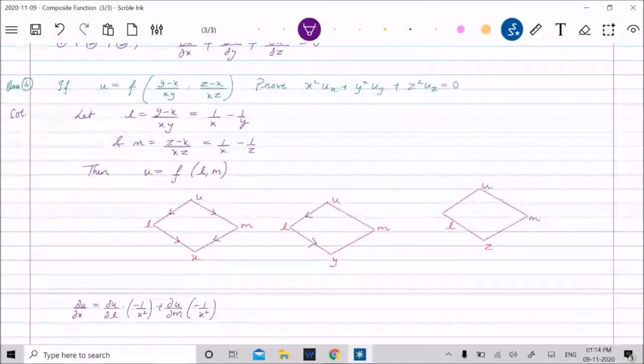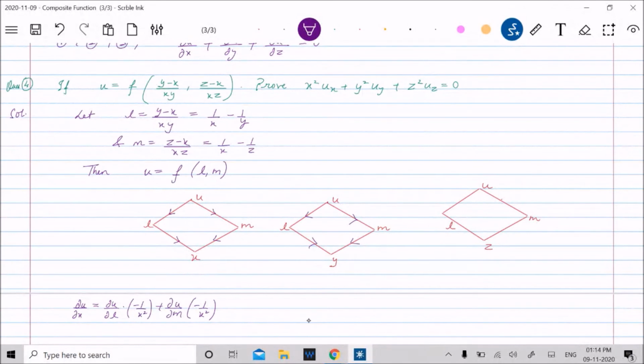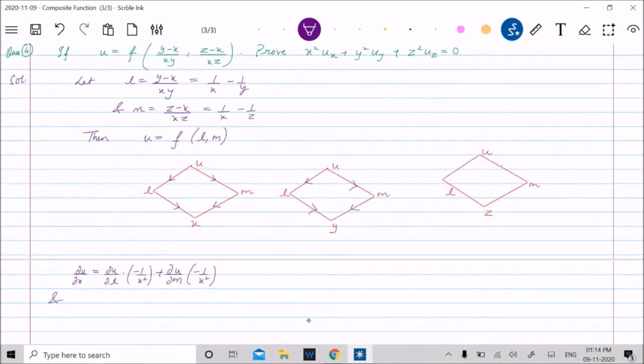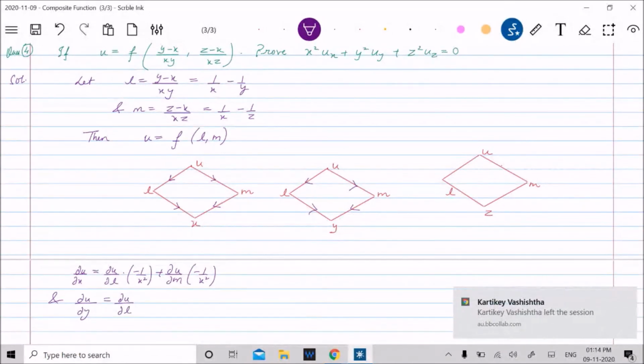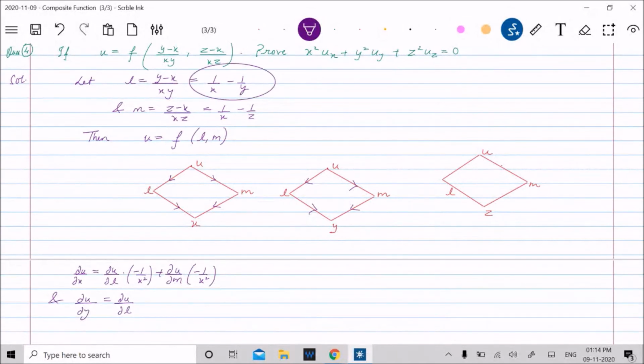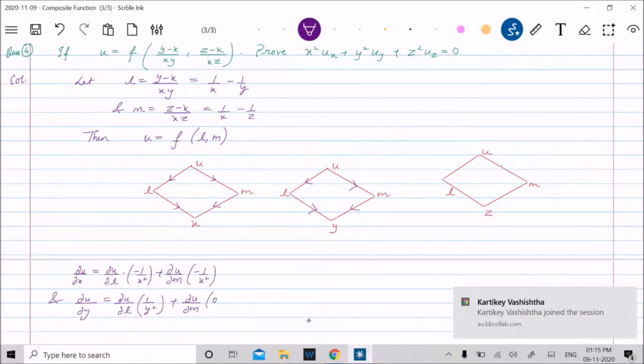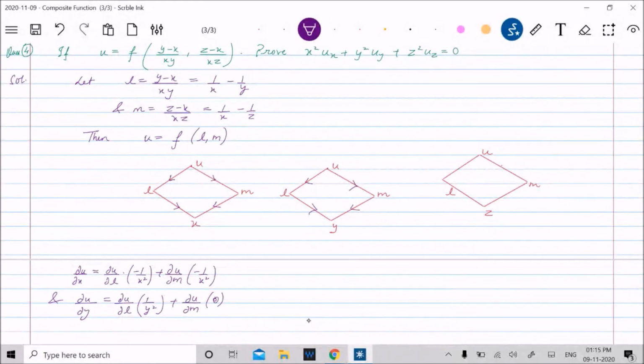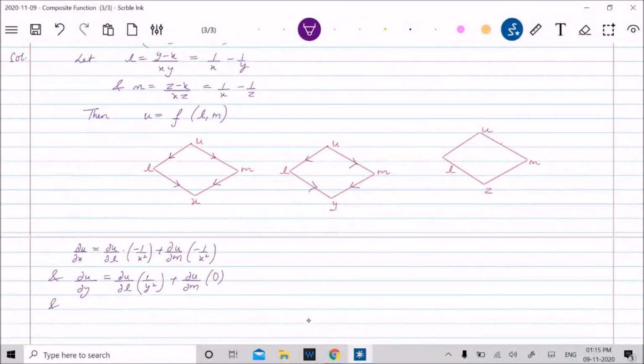And from the second picture you can find del u by del y, and I'm writing it here. Del u by del y is equal to the first way, this way, del u by del l times del l by del y. If you differentiate del l by del y, you will be getting 1 upon y square with positive sign, and then del u by del m, and then del m by del y. Del m by del y is what? Del m by del y is 0 actually.